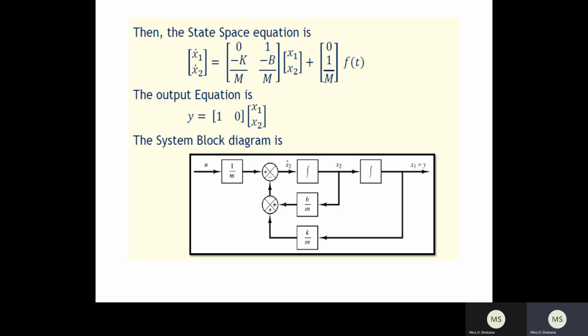From the equation, how do we write the block diagram? As I have already told you, we have x1 dot and x2 dot, so we should first draw integrators as blocks. Draw two integrations in rectangular boxes. The first integration input will be x2 dot and output will be x2. The second integration input will be x2, and output will be x1. Like that it becomes.